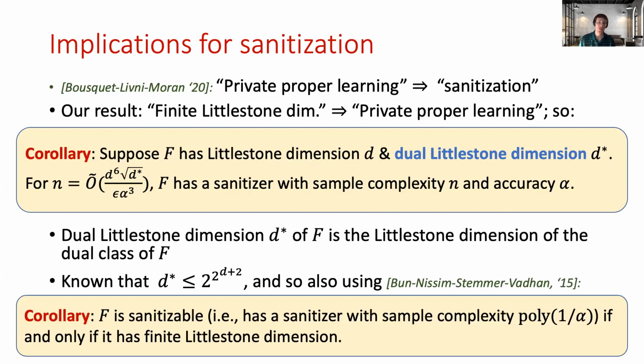So the dual Littlestone dimension D star is simply the Littlestone dimension of the dual class of F. And it can be shown that D star is always bounded above by a double exponential in D. So in particular, D star is finite if and only if D is finite. And what this means is that we get the following further corollary, that a class F is sanitizable if and only if it has finite Littlestone dimension. The if direction of this is a consequence of our previous corollary and the equivalence of finiteness of Littlestone and dual Littlestone dimensions. And the only if direction of this corollary was shown several years ago.